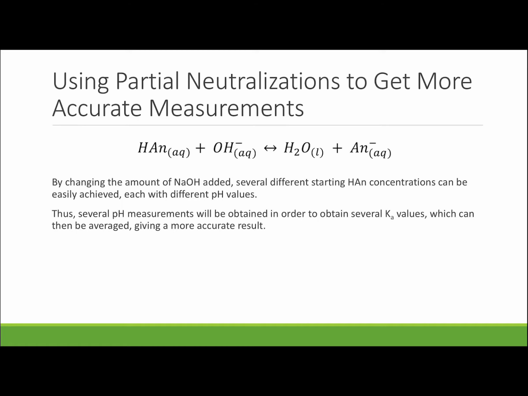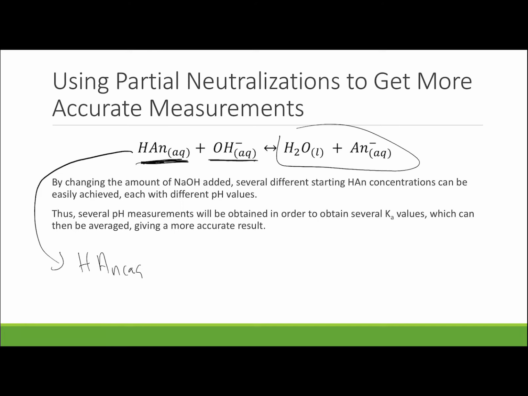So instead, we're going to do a partial dissociation of our weak acid. We're going to take our weak acid and add in sodium hydroxide in limiting amounts, which will cause some of this weak acid to react, and some of it will be left over. That leftover will then go through a dissociation process like we expect it to.